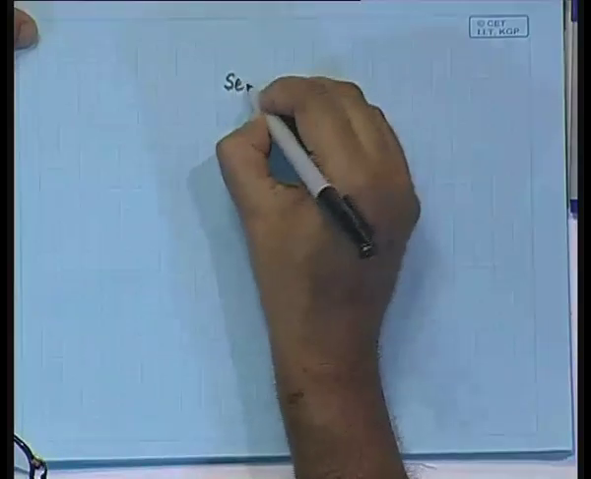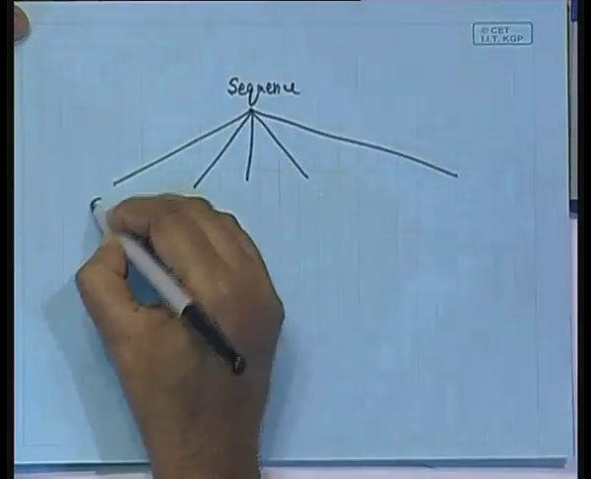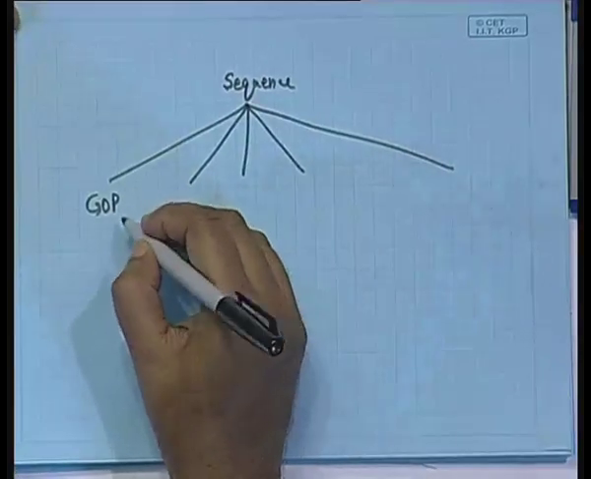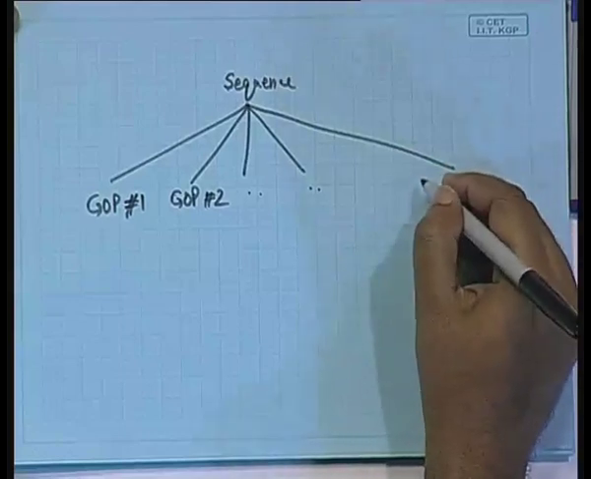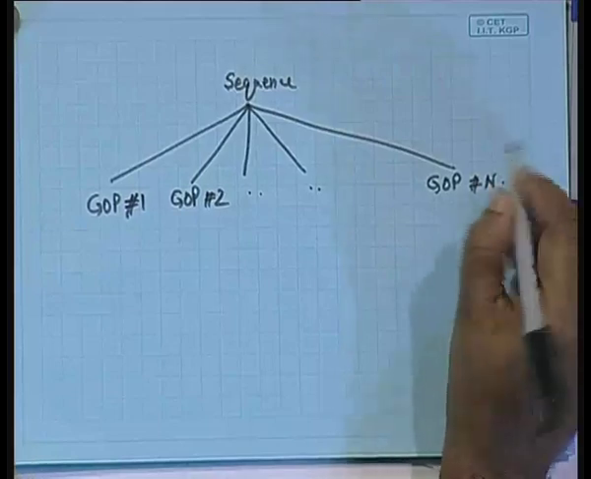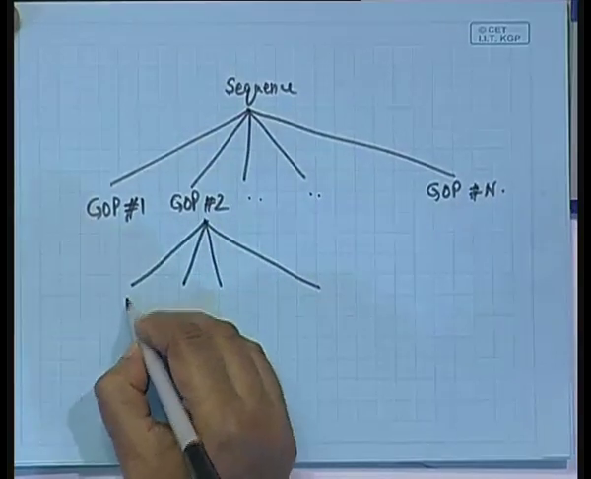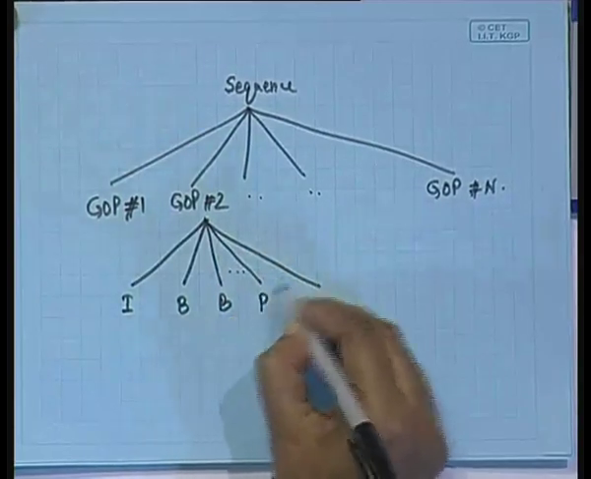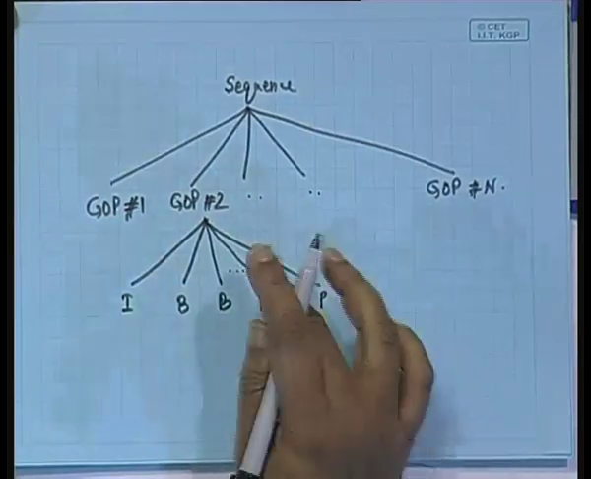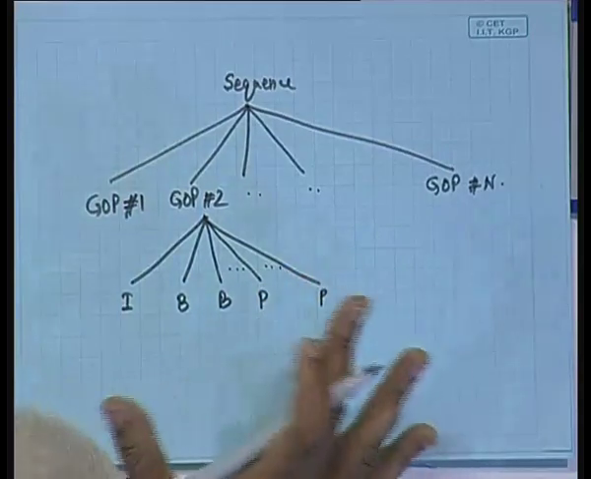We have already told you that when you have a video sequence, the sequence is partitioned into groups of pictures, which we call GOP. We start with GOP number 1, then GOP number 2, and so on. If you take the composition of any GOP, there will be an I frame, followed by some B frames and some P frames in between, and again more P frames and B frames. This is how the GOP structure looks. This also we have discussed.